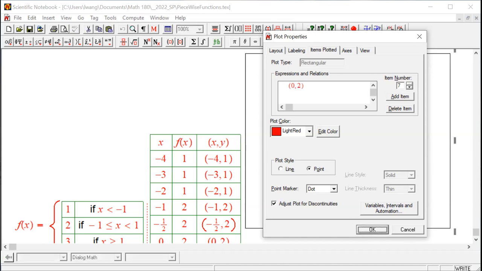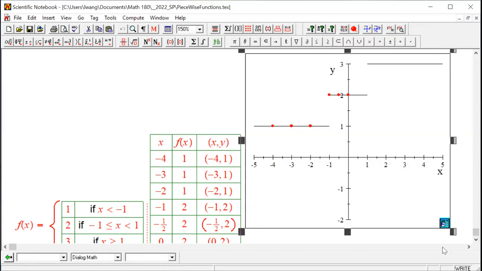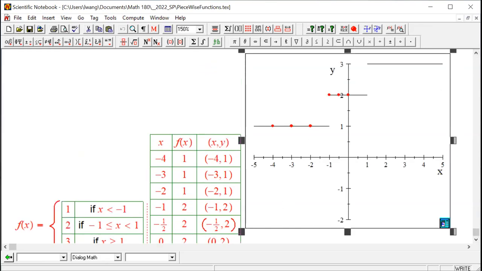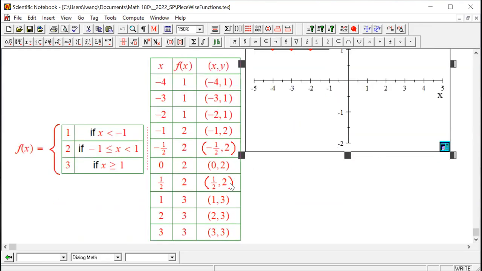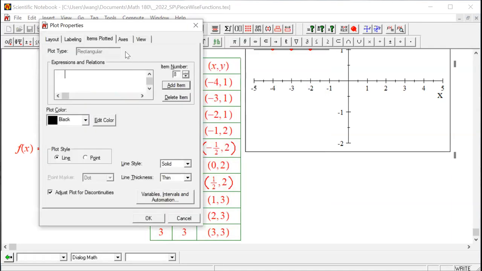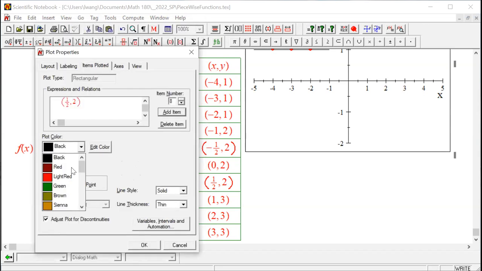Okay, so let's take a look at what we got, right? So we got those dots. Now we have connected the dots. So 0, 2, and now we have a few more points to go with, right? Half, 2. So we're going to add items. Half, 2. And a few more points. 1, 3, 2, 3, 3, 3, right? And 1, 3.